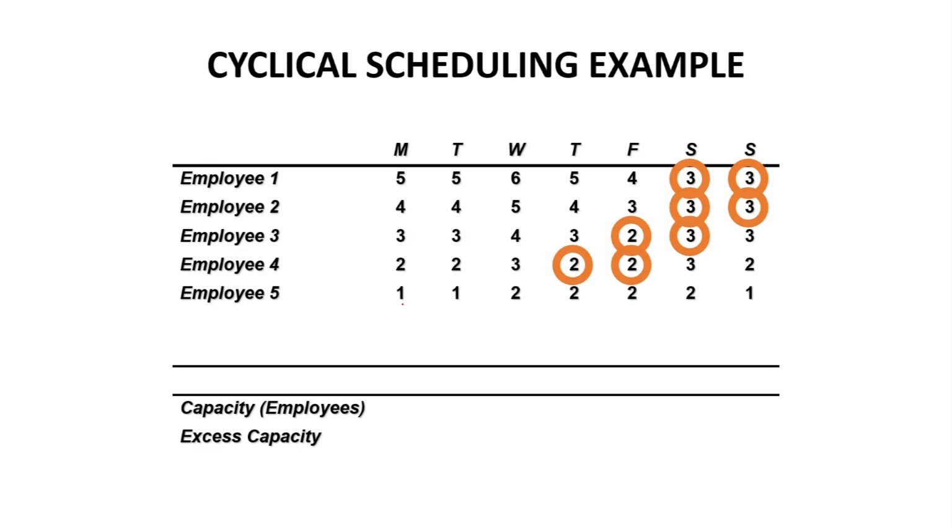Once that is done, now I am left with employee 5. Once I have assigned employee 4, I need 1 more person on Monday, 1 more person on Tuesday, 2 persons on Wednesday, 2 on Thursday, 2 on Friday, 2 on Saturday and 1 on Sunday. Now, I can pick these 2 consecutive days for my employee 5.